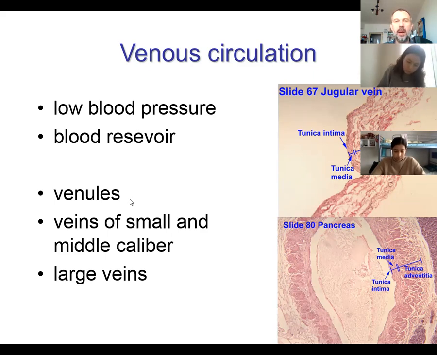We distinguish postcapillary venules, then a smaller, middle, and large caliber veins. That's just a general classification. As you can see here on the histological slide, the difference between the artery and vein as for the histology is that the main part of the wall is the external or adventitial layer, this tunica, which is not only fibrous, but mainly from smooth muscle cells. And on the contrary, the middle layer, tunica media, is quite thinner.